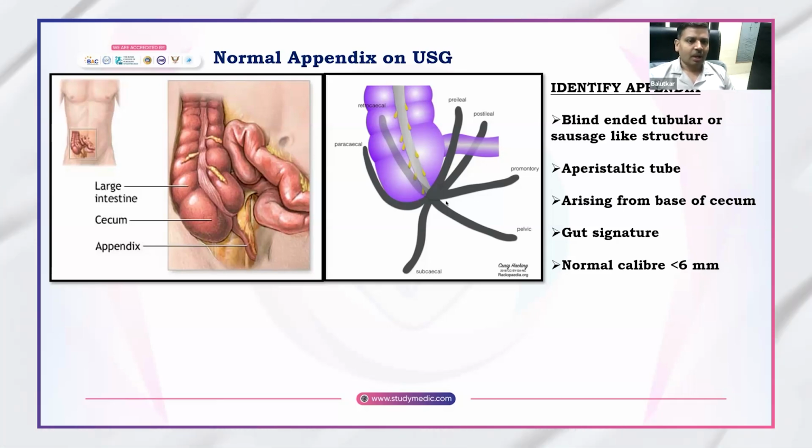while looking for appendicitis. On ultrasound examination, we need to examine the cecum and IC junction, and we need to localize the appendix properly. We'll see the appendix as a blind ending, sausage-like tubular structure. On ultrasound, it will not show any peristalsis because the muscle layer is absent in the appendix. It will arise from the base of the cecum, and it will have a gut signature. We'll see this in the ultrasound pictures later on. A normal caliber of the appendix is below 6 mm on ultrasound examination.